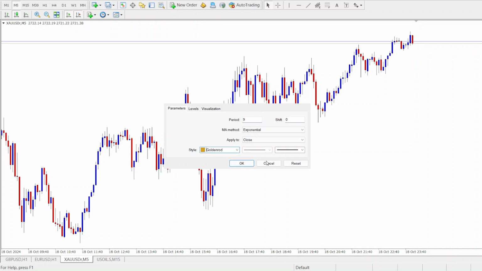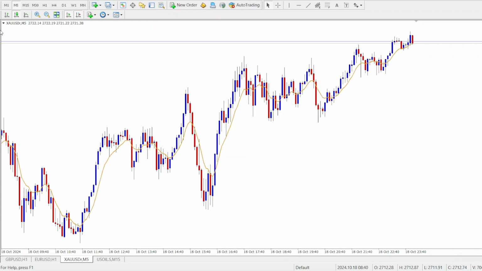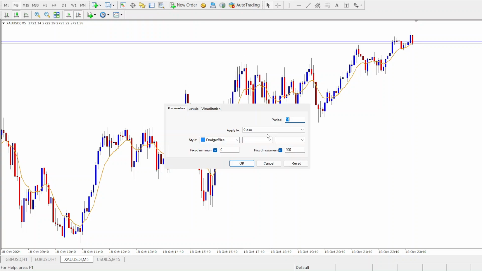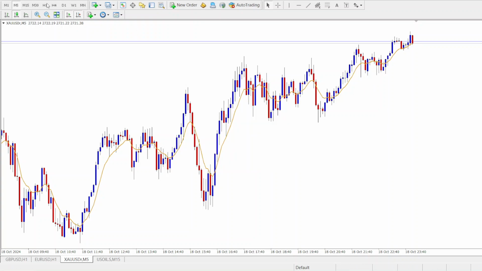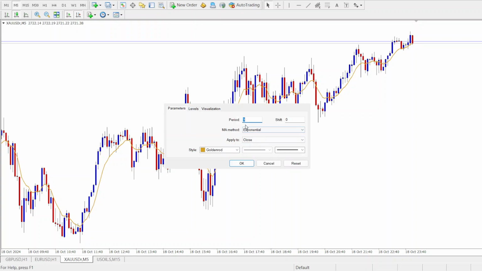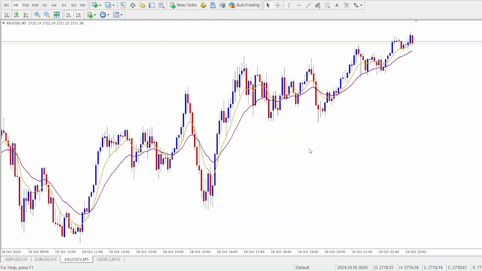strategy. The 9 EMA and the 21 EMA. We're going to be using both of them for this video.